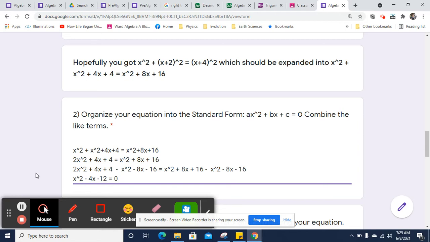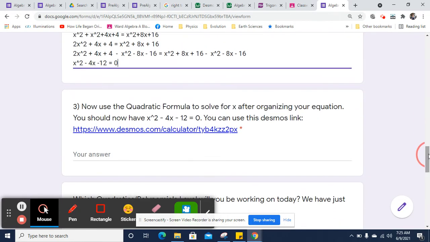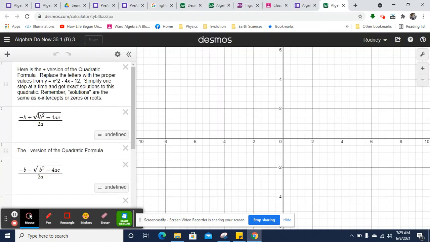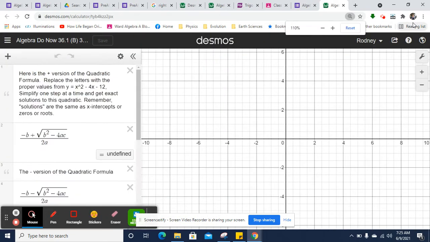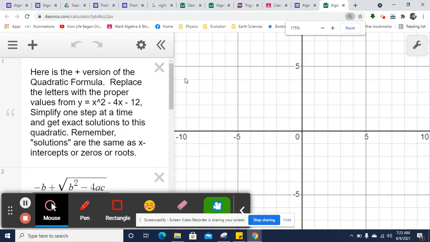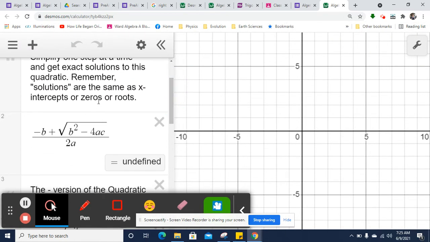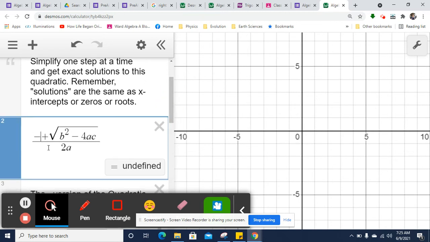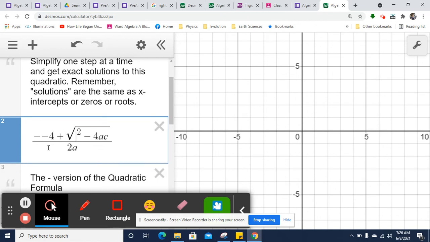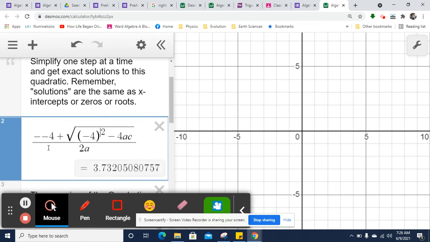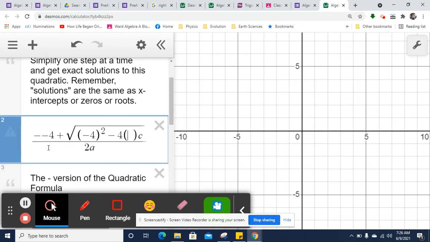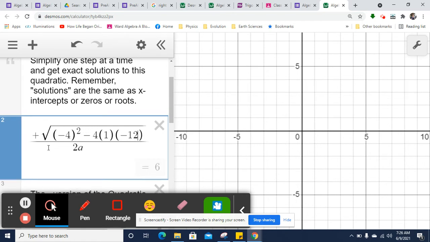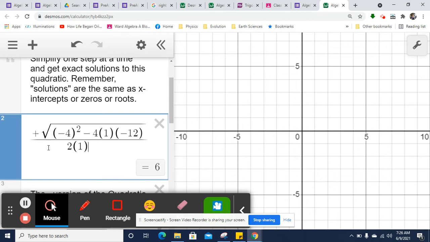So let's look at that. I should have this equation. We're going to go right into Desmos and use the quadratic formula. We've got x squared minus 4x minus 12. So let's think about what a, b, and c are. B is negative 4. A is 1. We don't really have to write it if it is. C is negative 12. And once again, A is 1.